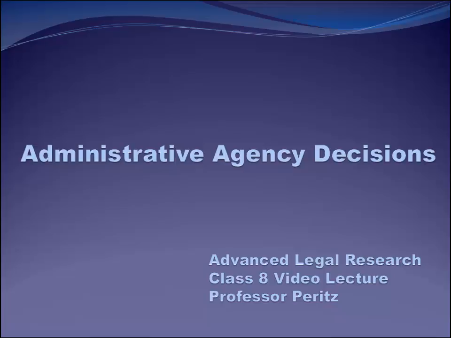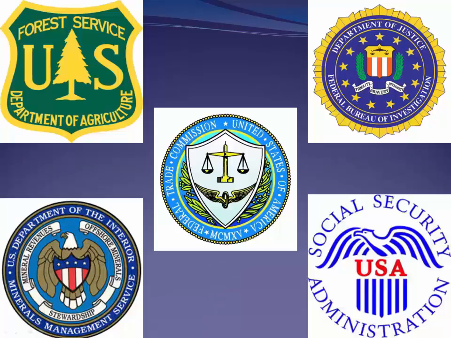And as I mentioned, regulations are a form of primary law and they have the same force as statutory law that's created by the legislature. And today we're going to focus on an entirely different form of federal administrative law, administrative agency decisions. So when agencies issue these kind of decisions, they're acting in their quasi-judicial role rather than the quasi-legislative role that they act in when they issue regulations.